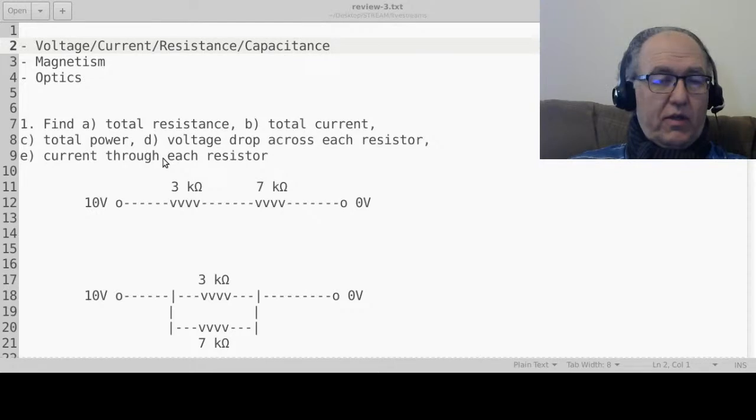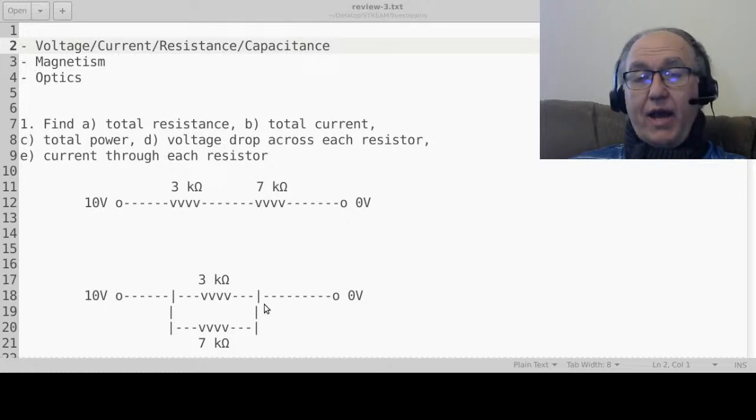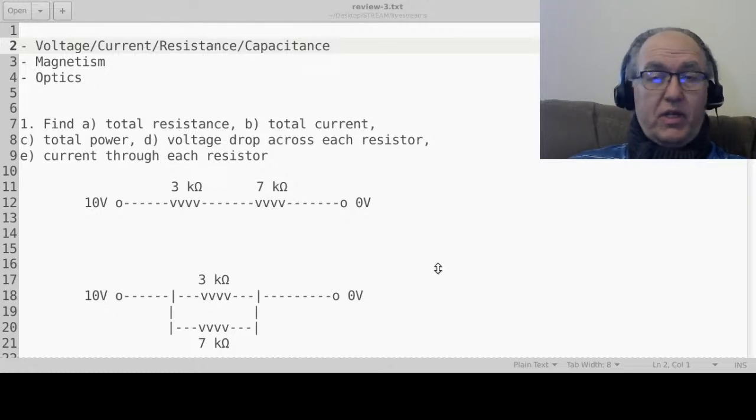Okay, so let's start. So the first question is a typical question where I give you a circuit. This is like in your one assignment on this. And I've got some resistors either in series or in parallel. Now I only have 2 here, but you could expect to see maybe 3 on the test. And 4 is a little bit much, but there's a possibility of either 2 or 3. And I'll ask questions like this.